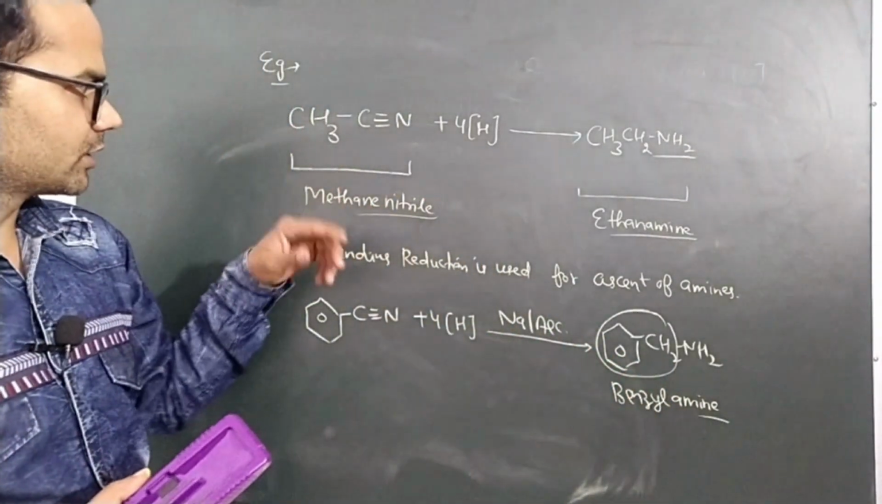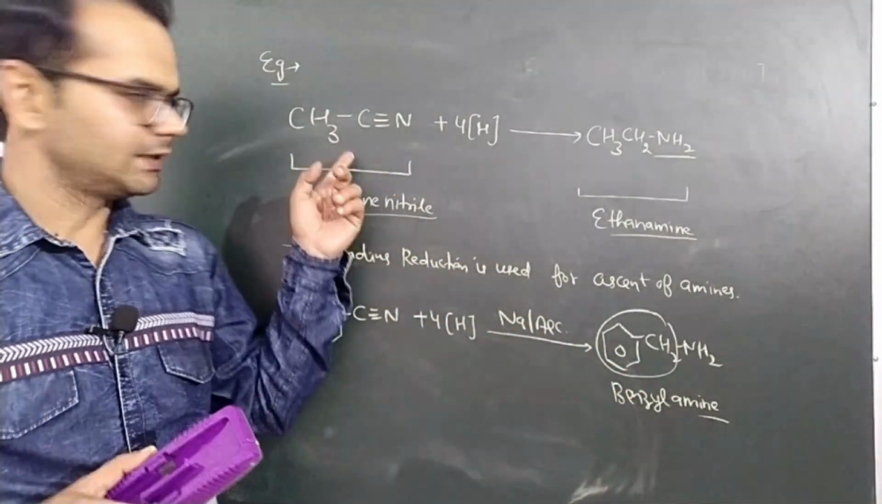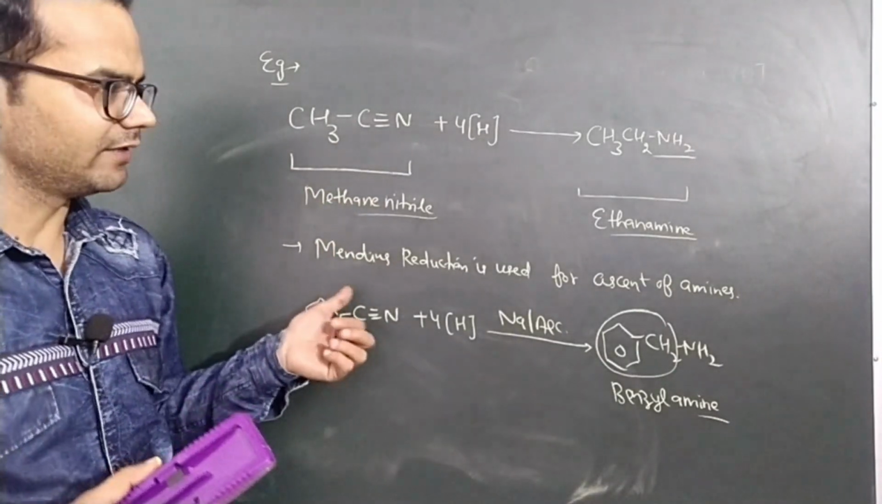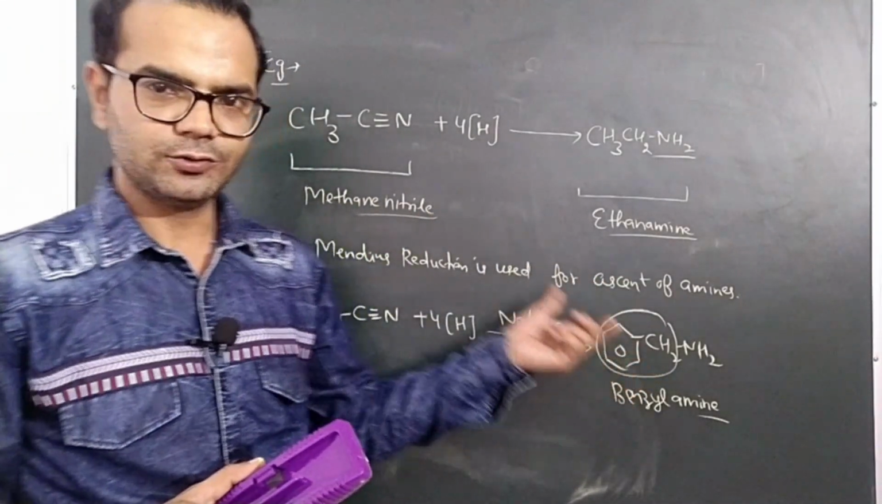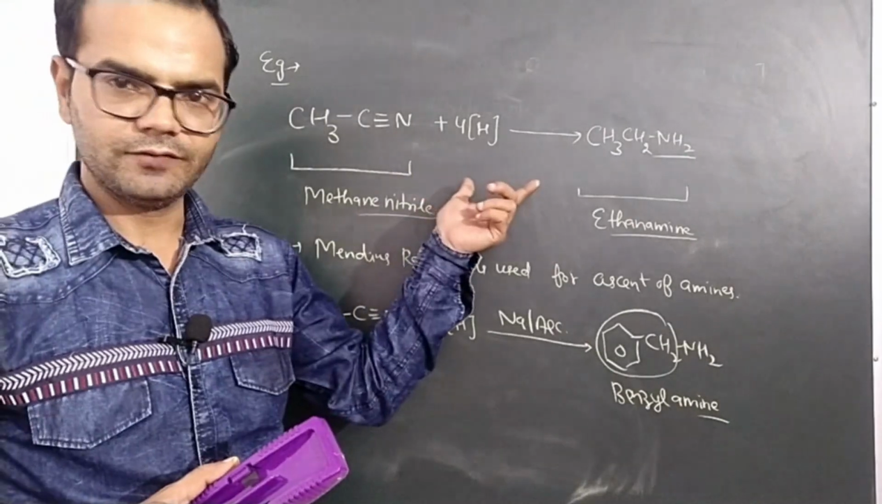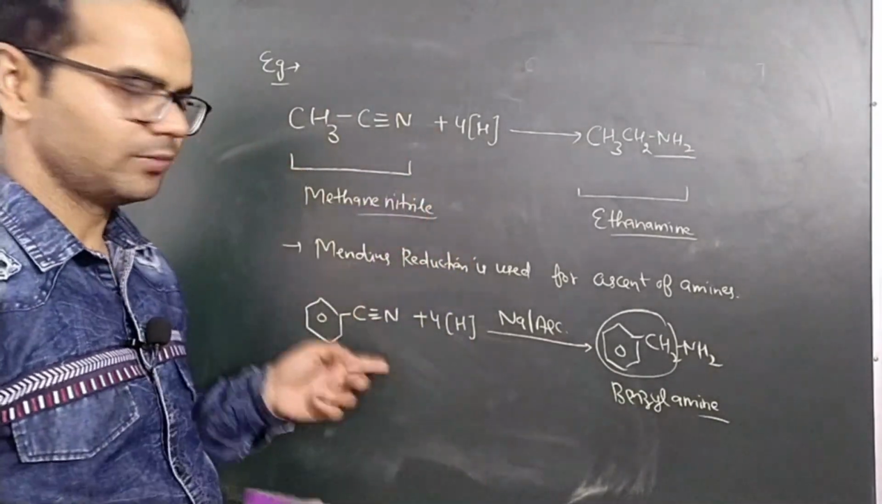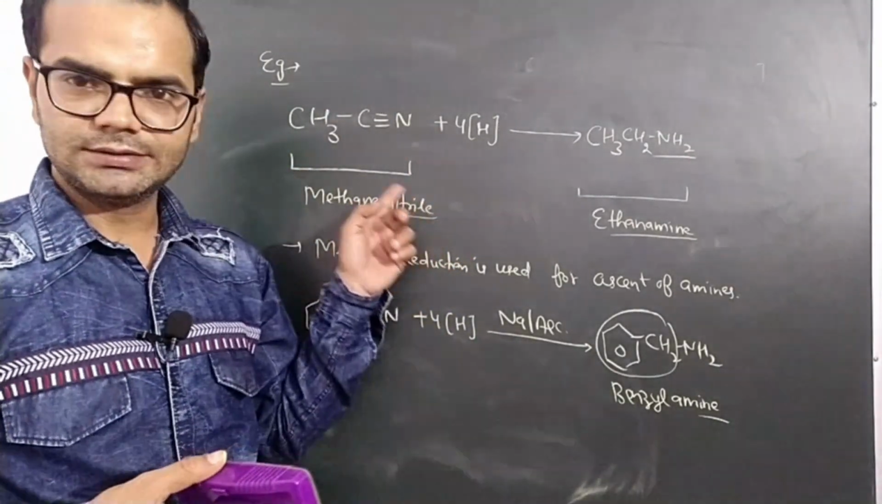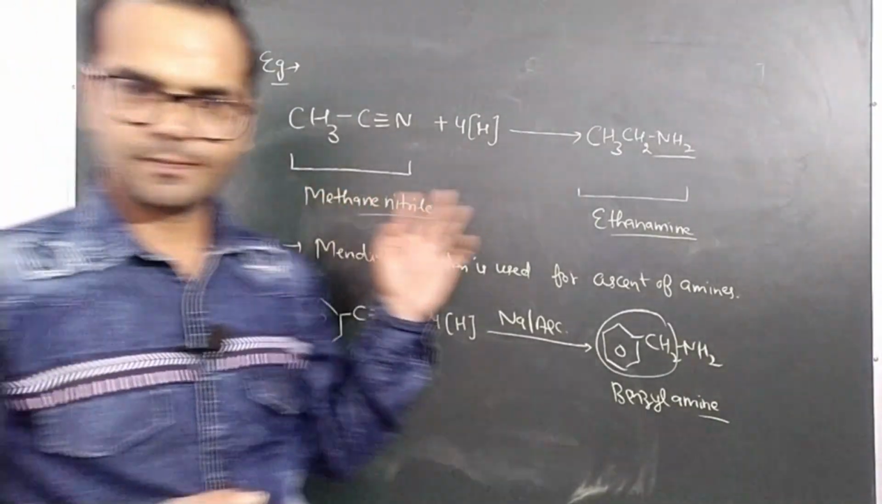So reduction of alkyl nitriles as well as aryl nitriles will give us primary amines, and the reducing agent used is sodium amalgam with alcohol. That is a complete Mendius reduction. I hope you understood it.